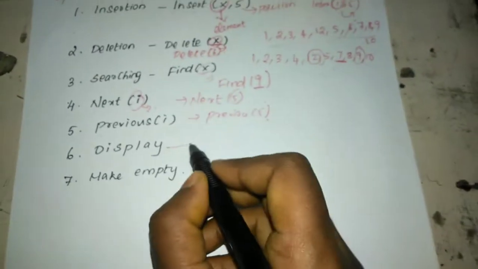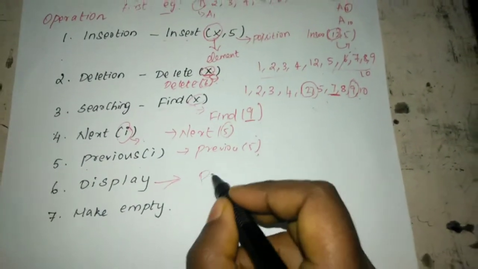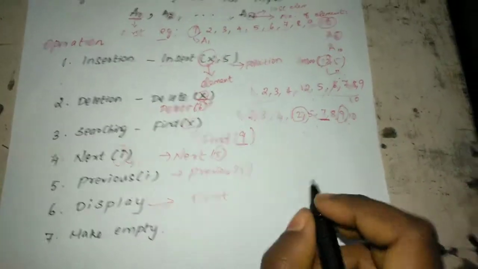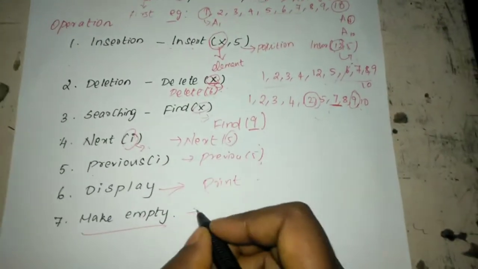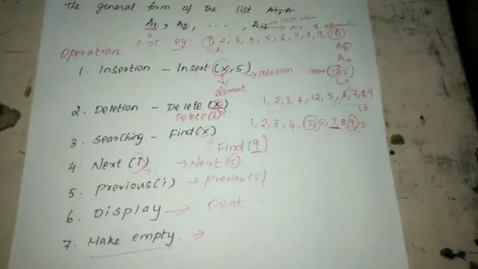Next, display. Display means it will print all the elements from the list. Next, make empty. After that you can make the whole list empty.